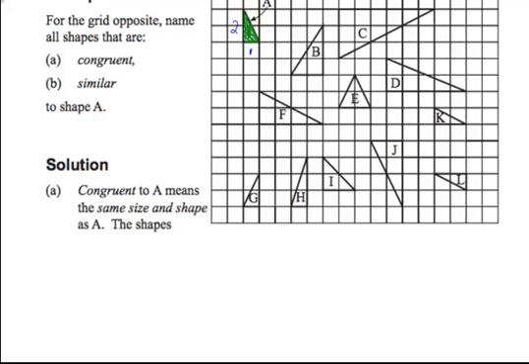Let's see if we can find any triangles in here that have 1 and 2 for the dimensions. Here's one, G, that is 1 and that's 2. And anywhere else? K, here's one, this is 1 and this is 2. If we look further, this one's close, but it's 1 and 3, so it doesn't work. And here, L, 2 and 1. So to answer A, shapes that are congruent to A, we found K, L, and G.